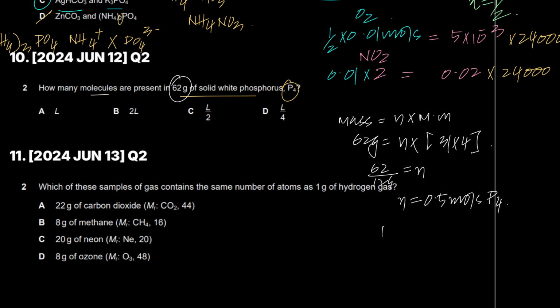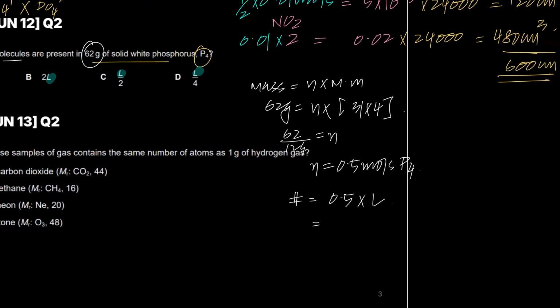How many molecules are there? The number of molecules equals the number of moles times the Avogadro's constant, and you could represent Avogadro's constant with L. Remember, I've told you this multiple times. So 0.5 times L is what? 1 over 2 times L. Half into L, or L over 2.